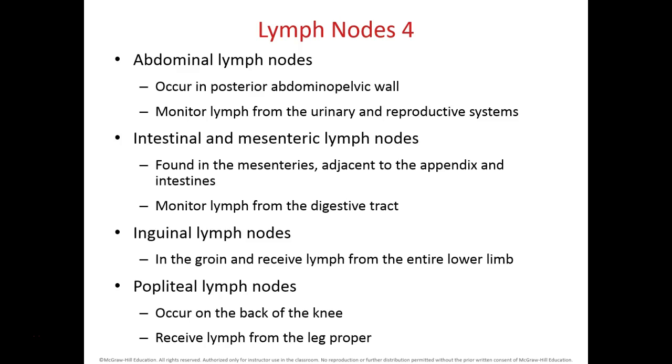The abdominal lymph nodes, these occur in the abdominopelvic wall, and they monitor lymph from the urinary and reproductive systems. So depending on where a lymph node is swollen or engorged, you can kind of know where to look for an infection, right? Intestinal and mesenteric lymph nodes, these are found in the mesenteries adjacent to the appendix and the intestines, and they monitor the lymph from the digestive tract. Then you have inguinal lymph nodes, and these are in the groin, and they receive lymph from the lower limbs. Popliteal lymph nodes, these occur in the back of the knee, and they receive the lymph from the leg proper.